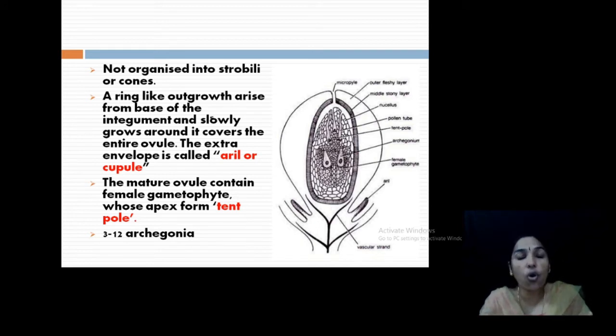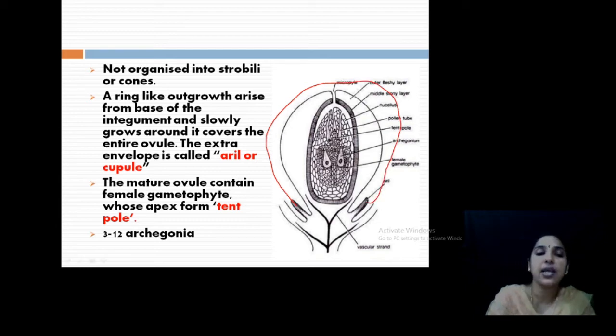The strobilus or ovule has a particular structure, an outgrowth that arises from the base of the integument. See, these are the integuments. At the base of the integument, a special structure arises that is known as the aril, or you can call it a cupule. What happens is, in the mature ovule, this aril grows around and completely covers this structure, and forms like this when mature. Clear? So that's the red portion. It is an extra envelope developed from the lower part of the integuments.